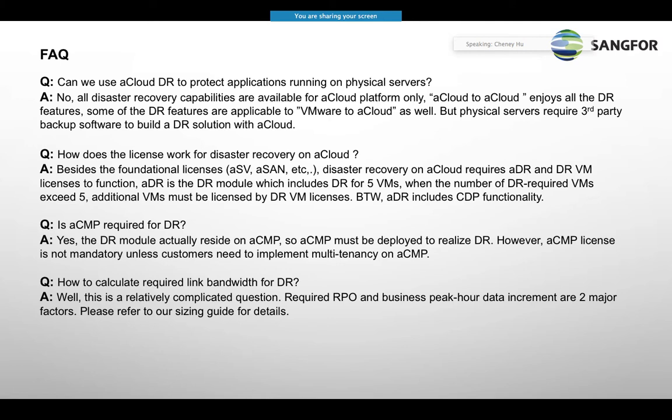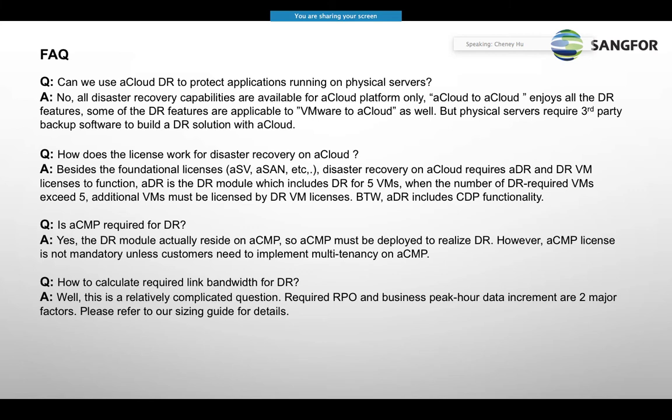Let's make an example. If customers have 7 virtual machines running in their production site and they want to protect them with our disaster recovery solution, then the licenses they need to purchase are 1 ADR and 2 DRVM licenses. 1 ADR will cover the DR for 5 VMs, and the 2 DRVM licenses will cover the rest. And by the way, ADR includes the CDP functionality. So if you buy ADR, you can protect your local applications with CDP, and you can enjoy second level RPO.